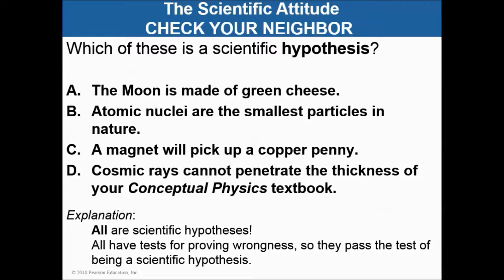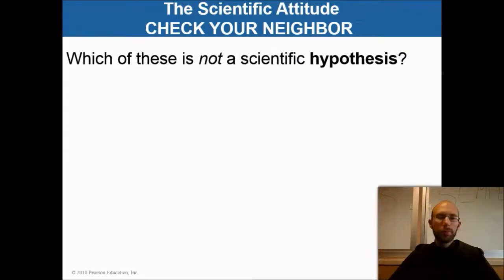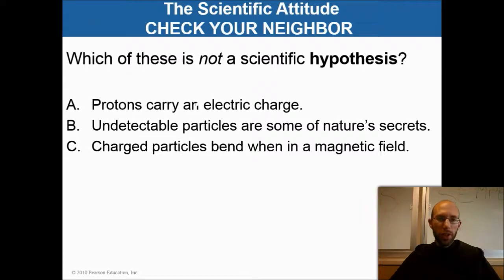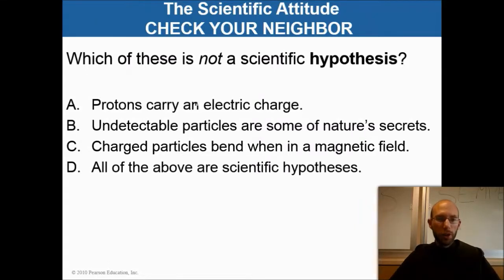A scientific hypothesis must have a test for proving not rightness, but wrongness. In other words, it's only scientific if you can prove it wrong. And each of these statements can be proved wrong by a simple test or experiment. In light of that definition of hypothesis, which of these is not scientific? We have protons, undetectable particles, charged particles, or we can say that all of the above are scientific hypotheses.